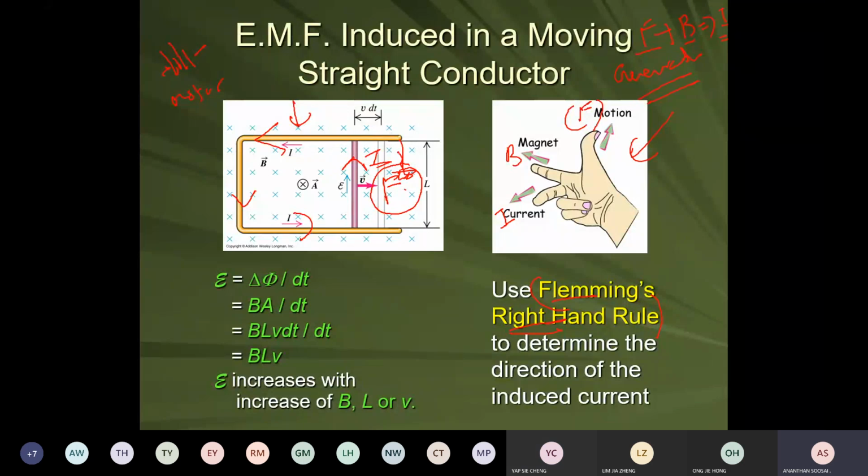Okay, so this is a simulation of a generator. Now look at this. The EMF produced is rate of change of flux linkage. Because it's only one bar, so it's only B dot A over T, there is no number of turns here. So you see here, what is the area? The area is the area it swipes.